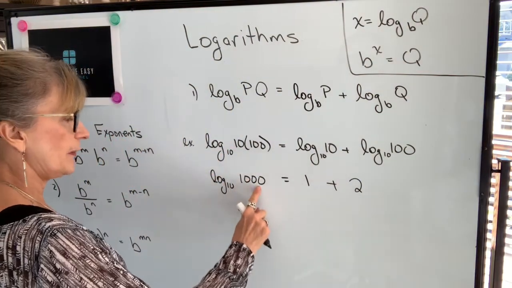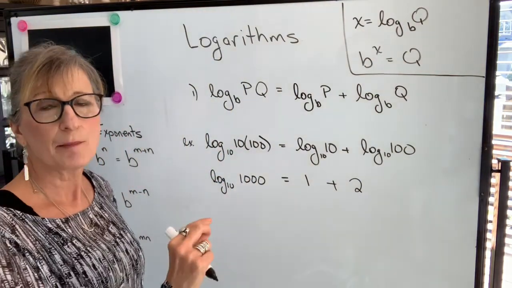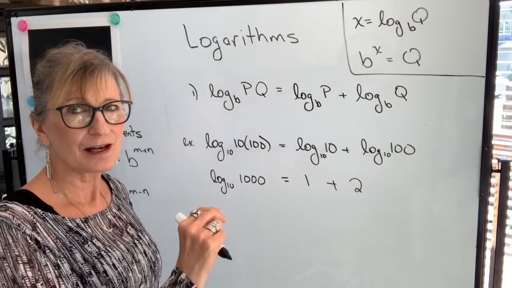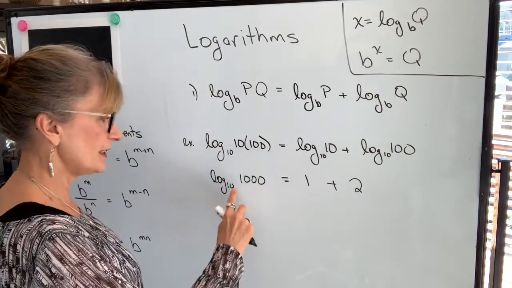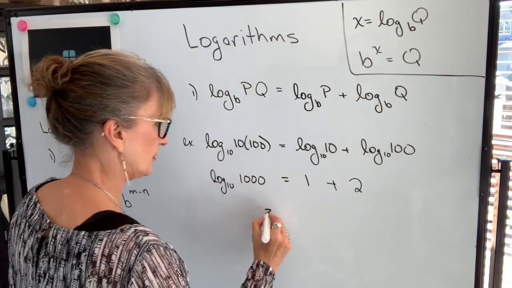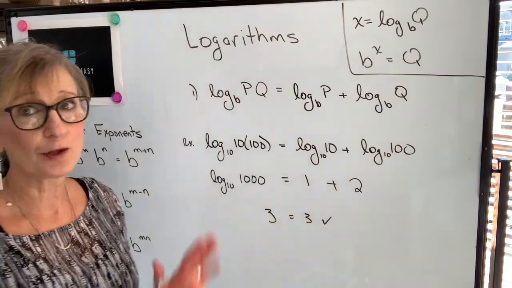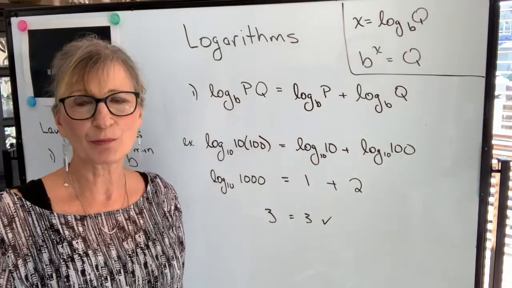If I'm finding the log of 1,000 base 10, I'm asking what must 10 be raised to equal 1,000, and that would be 3. So you can see the property does work out. It's not a proof, it's just an illustration of that property.